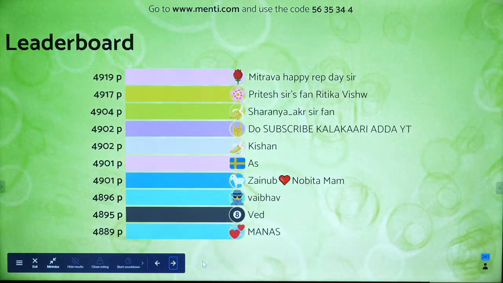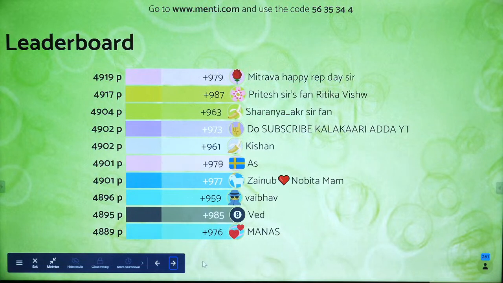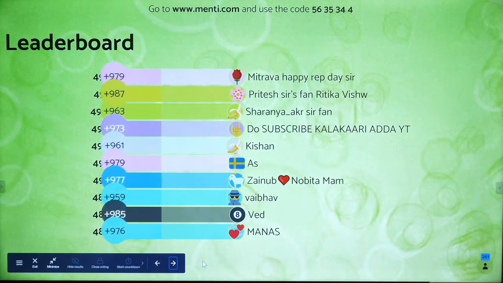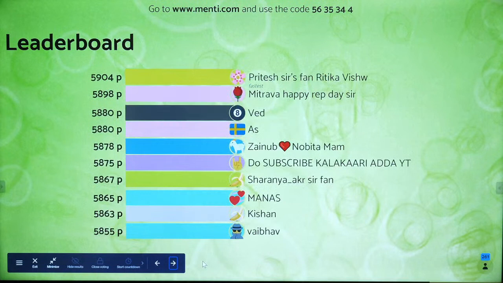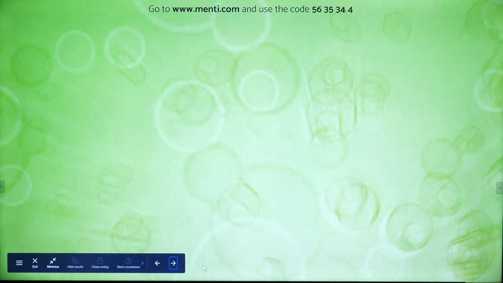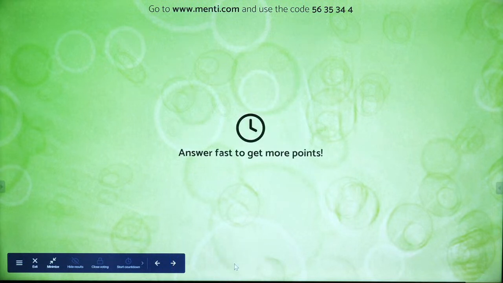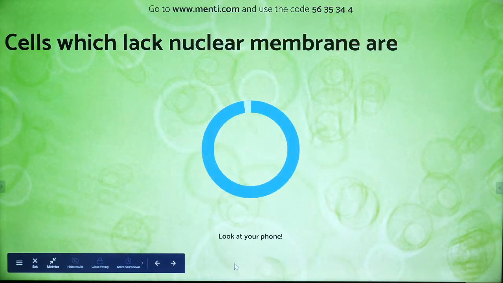Which brings me to the leaderboard where I've got Mitrava, Ritika, Sharanya, Kalakari Ada, Kishan, AS, Zainab, Vaibhav, Ved and Manas. Ritika, oh my god, and now the leaderboard has changed. Ritika is leading the leaderboard with 6 points. Okay, so let's see who wins the Menti. So directly from the heaven, question number 7. Starting now. Just go to menti.com and use the code 5635344.